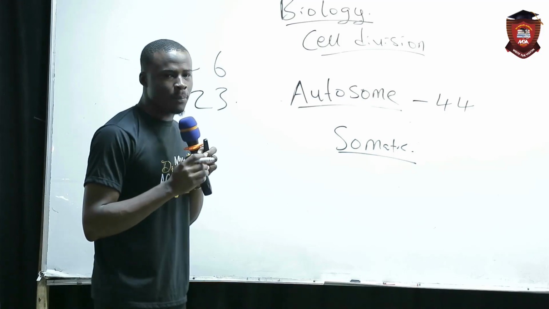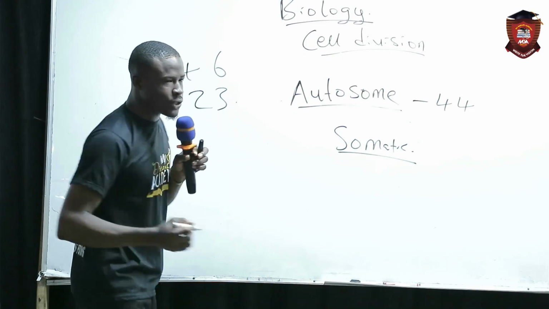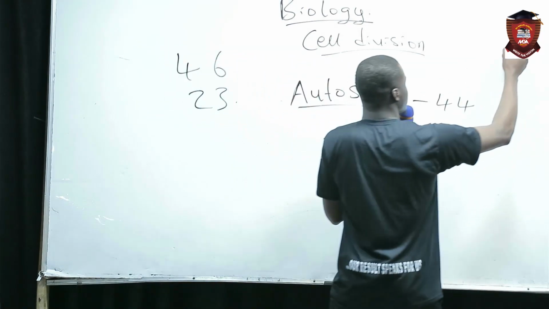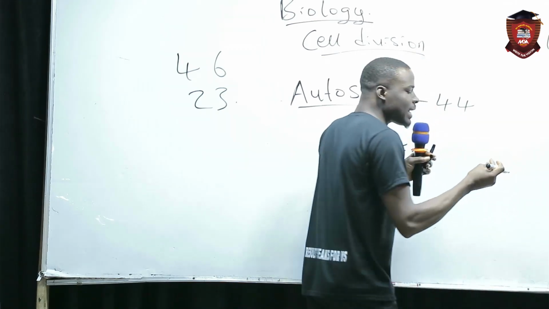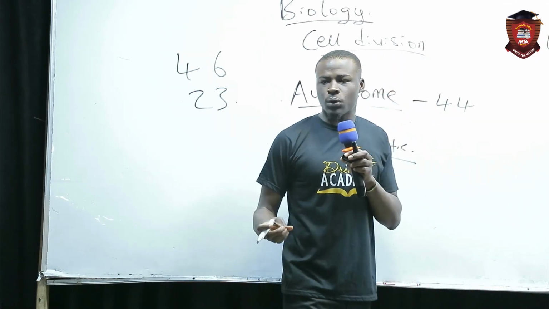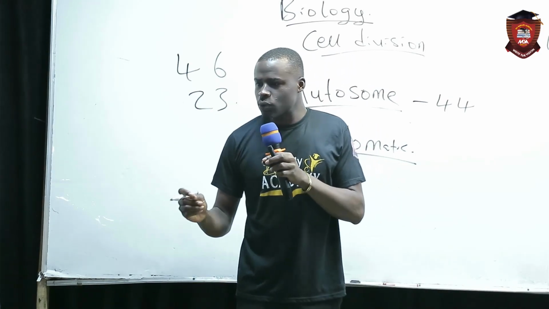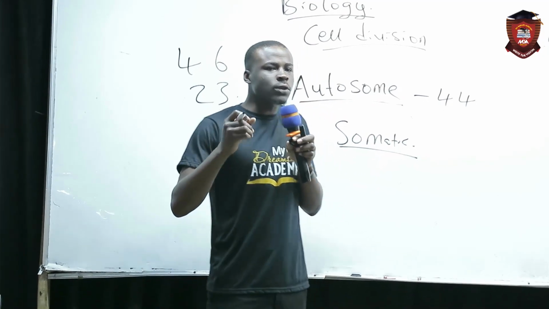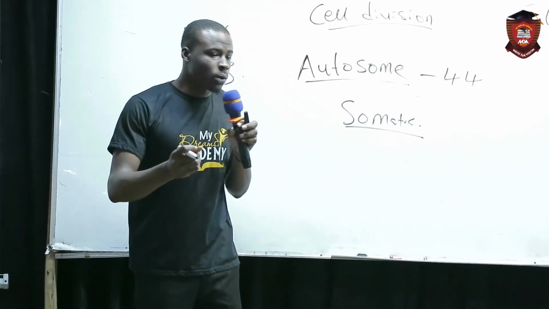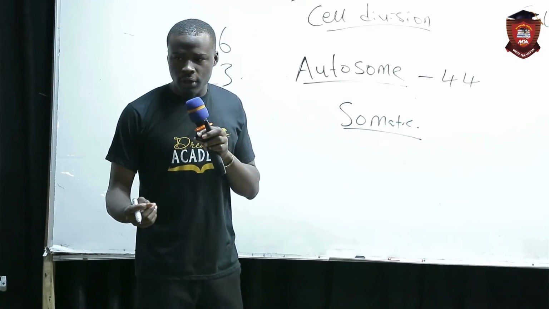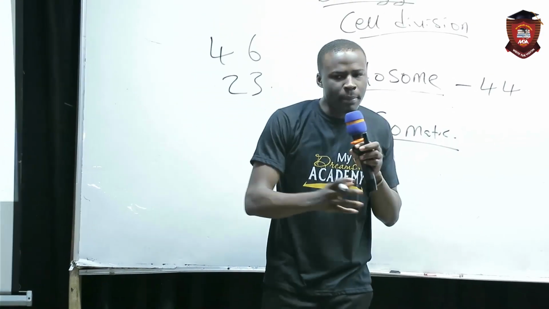Okay, let's go again. We are talking about cell division, and cell division is under the cell cycle. Now, the dividing part of that cell, when it starts dividing, we call it cell division, and we call it mitosis. This mitosis takes place in regular body cells or somatic cells. Are we following?